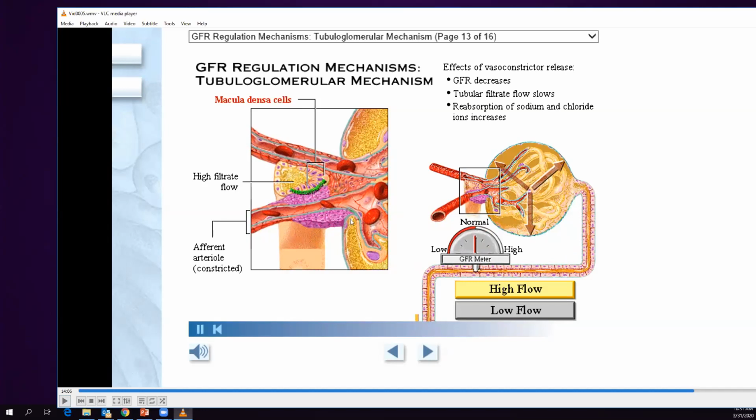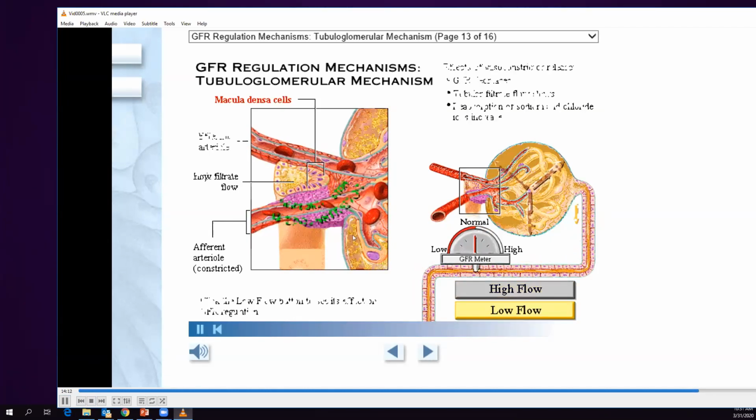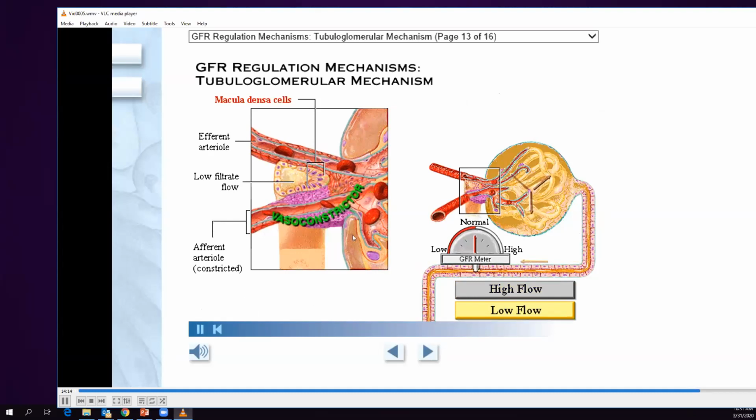Now, what about if it's too low? Let's see what happens. Now click the low flow button to see its effect on regulation of the GFR. A low rate of filtrate flow, and therefore low sodium chloride, in the terminal portion of the ascending loop of Henle is also sensed by the macula densa cells. This condition is usually the result of low GFR caused by low blood pressure.